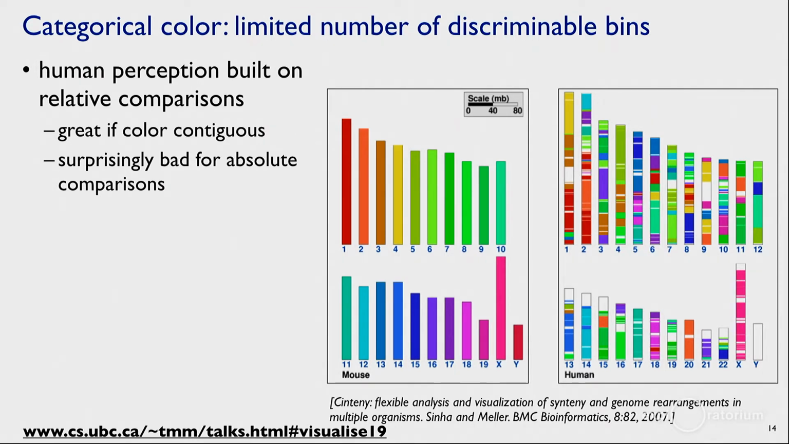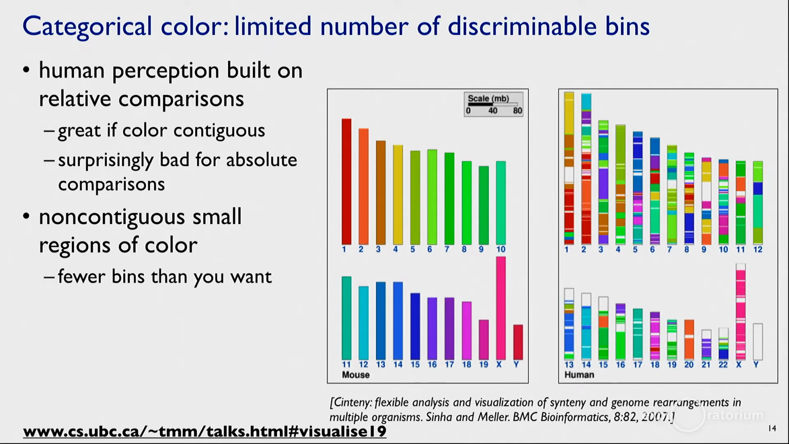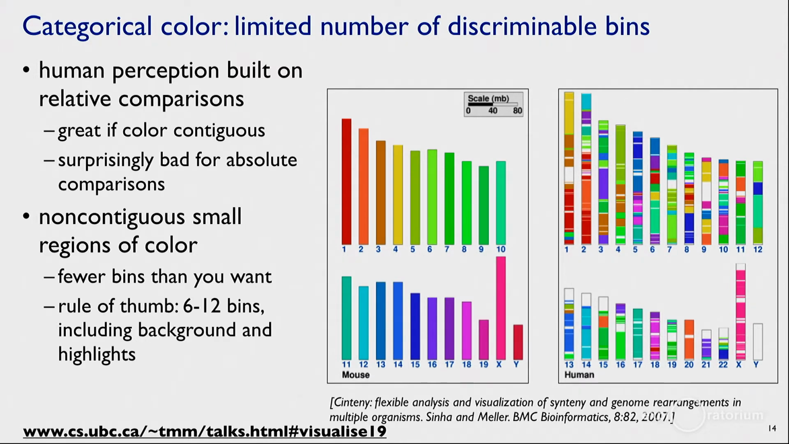Unfortunately, we're not very good at that. We are surprisingly bad at that. And so if you've got these non-contiguous small regions of color, it's always fewer bins than you would really want. Everyone is super tempted to color code more than they really can get away with.